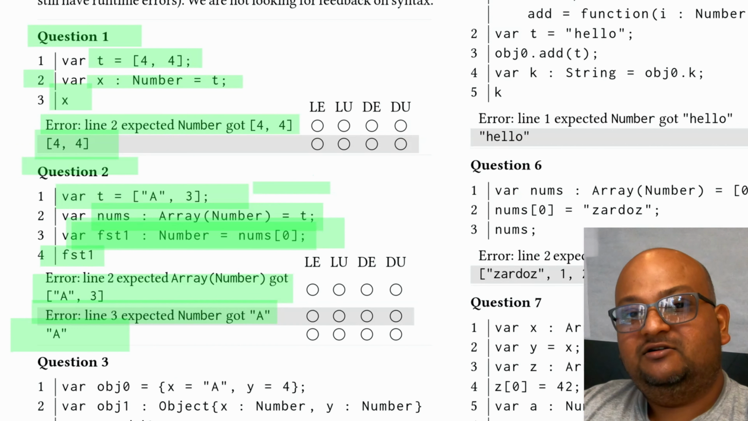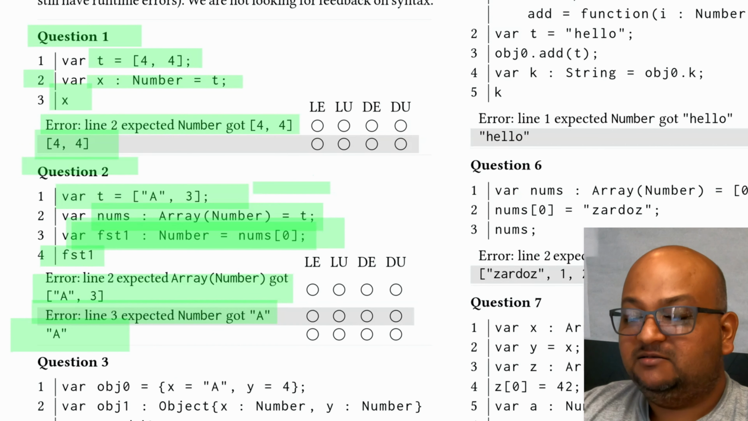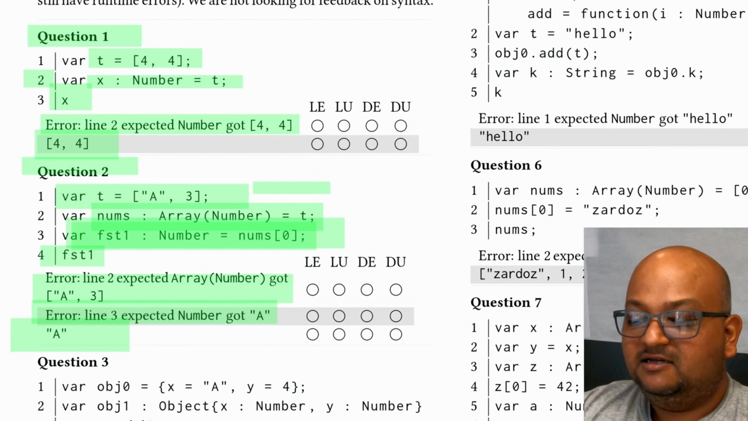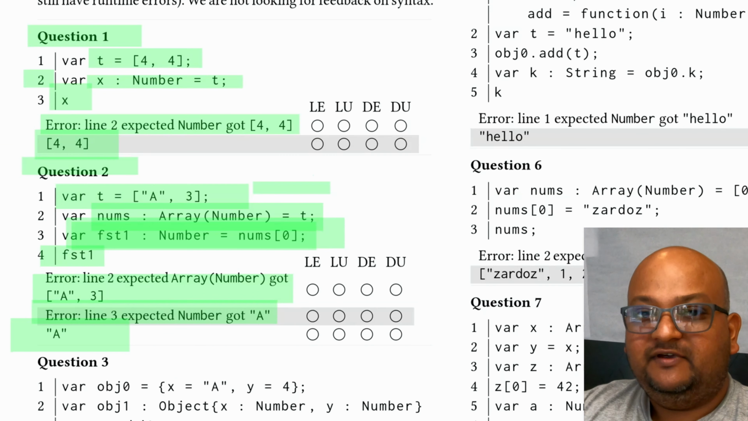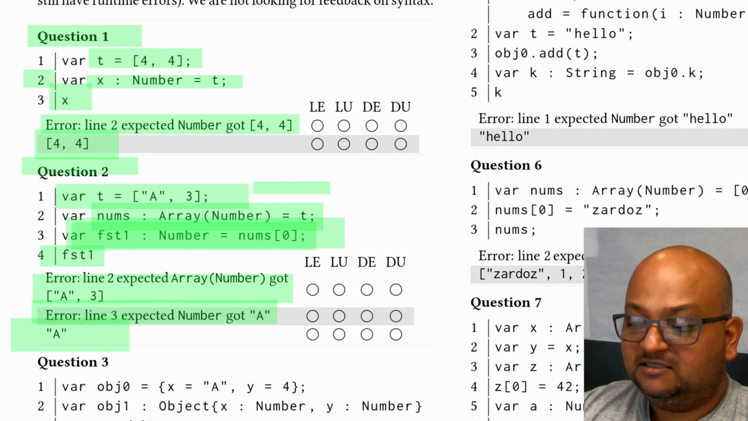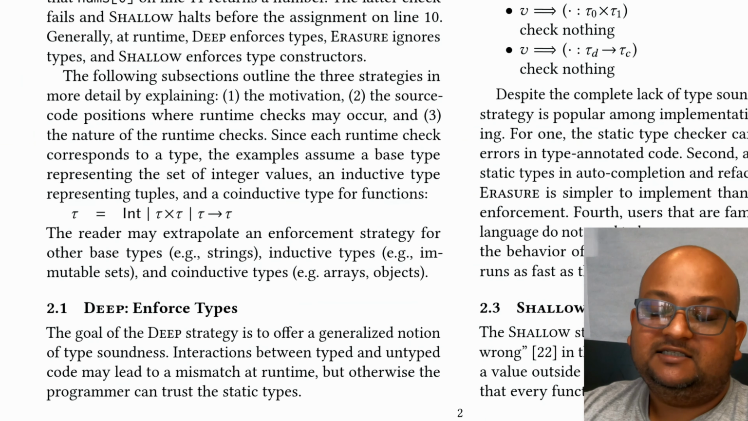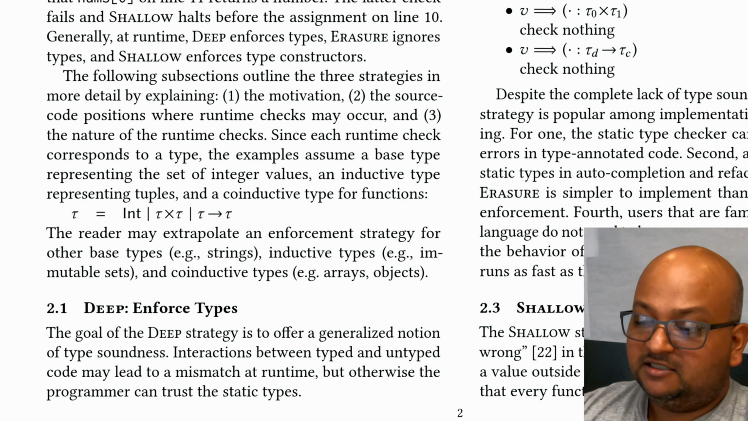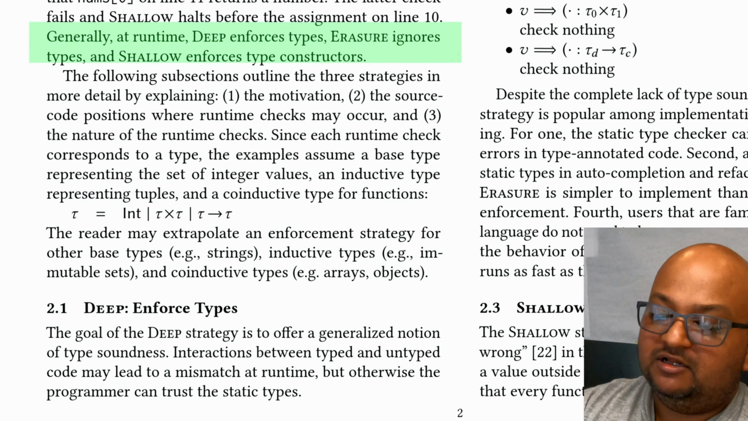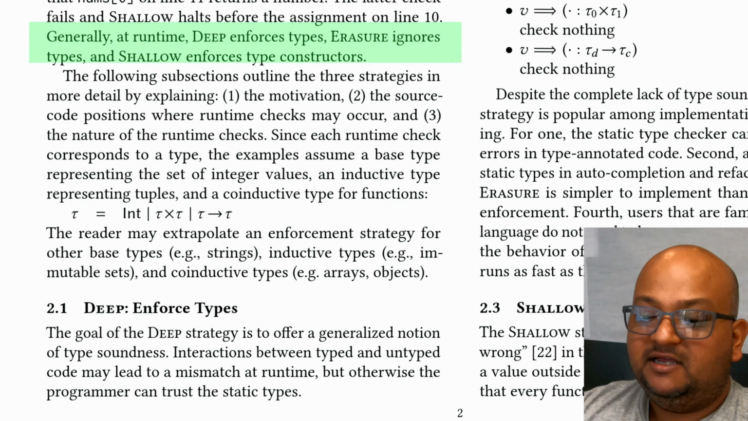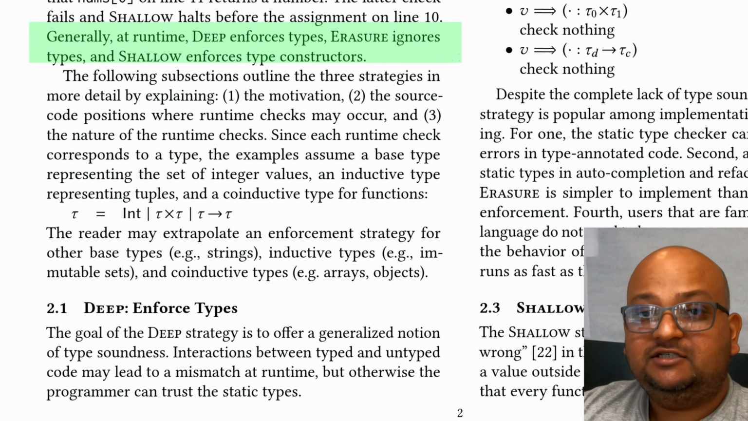So I'd encourage you to go through some of the rest of these questions because they are quite illuminating in exposing how you feel about gradual typing systems. What is exactly the design space of these gradual typing systems? The authors break it down into 3 large categories, and they call these deep, erasure, and shallow. And let's look at each one of them in turn.